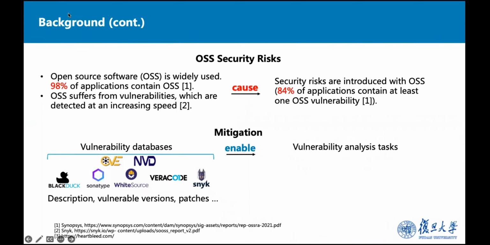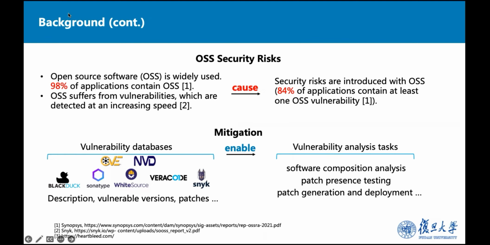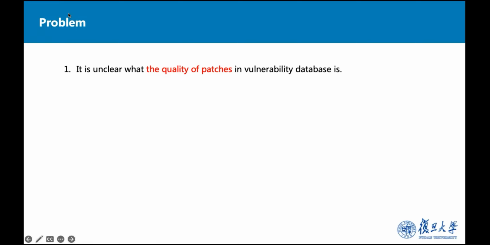This information can support security engineers to do some software composition analysis to find the vulnerable components and upgrade them to a fixed version. Other security tasks, such as patch presence testing, patch generation, and deployment, are also supported by this information. However, the problem is it is unclear what the quality of the patches in these databases is.